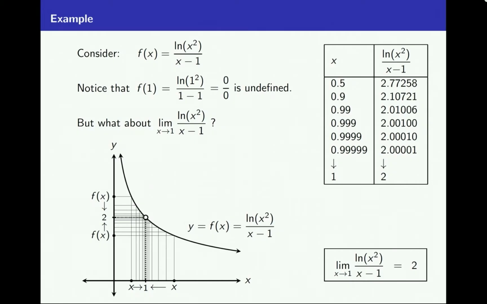The situation illustrated in this example is pretty typical for limits. We have a function f of x and a number 1 that could not be plugged into the function. 1 is kind of a bad point for this function. You try to take f of 1, it's not defined. Yet you can ask what is the limit as x approaches 1 of that function. And here we found that even though we can't plug in 1 to the function, we can take the limit as x approaches 1 of the function and get 2.